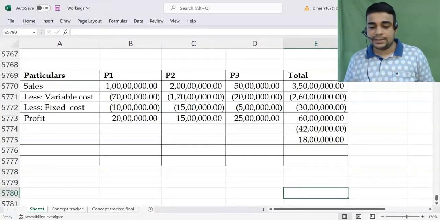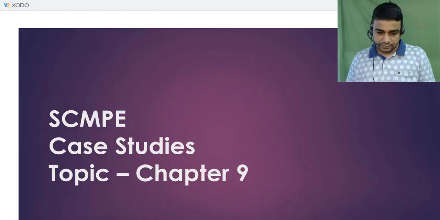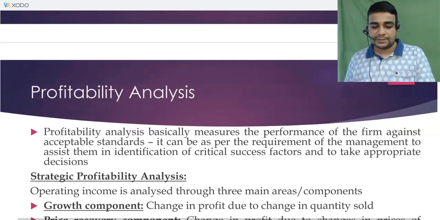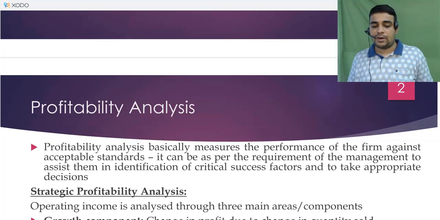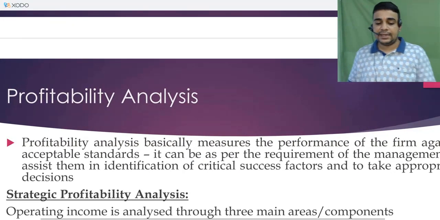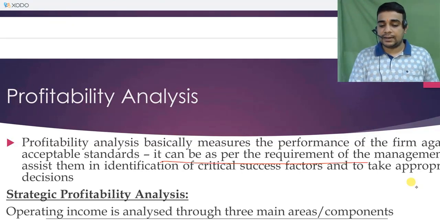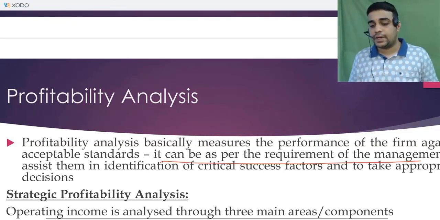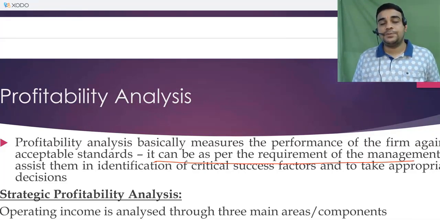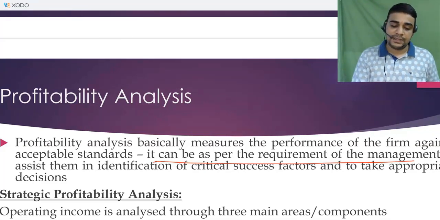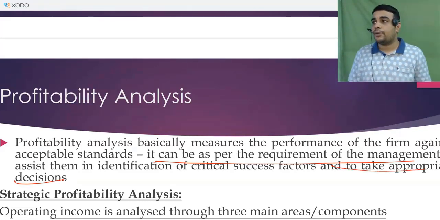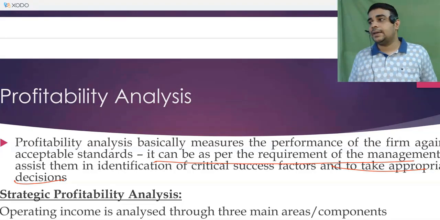So in this strategic profitability analysis, let's just quickly go through. Profitability analysis basically measures the performance of the firm against acceptable standards. It can be as per the requirement of the management. The most important thing is that it has to be as per the requirement of the management, because it has to help us in taking appropriate decisions. Decision making is the critical part.